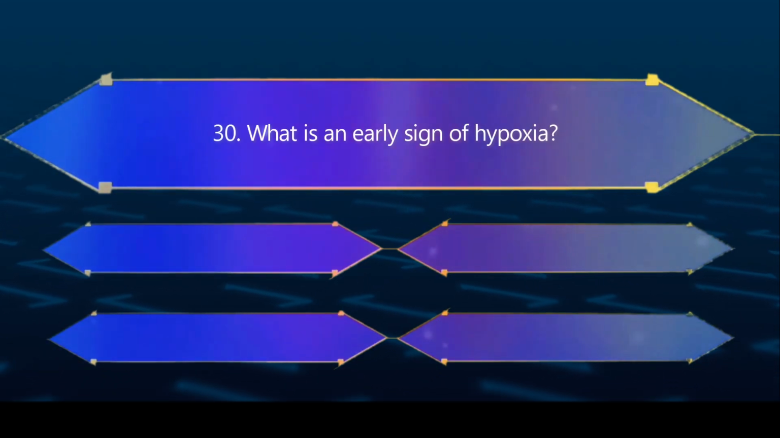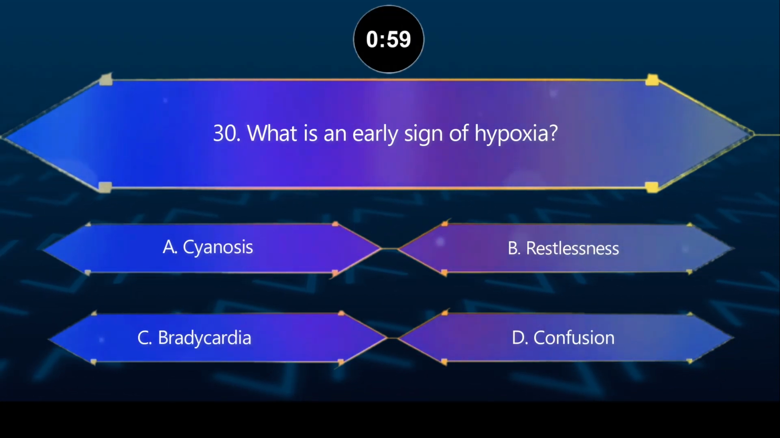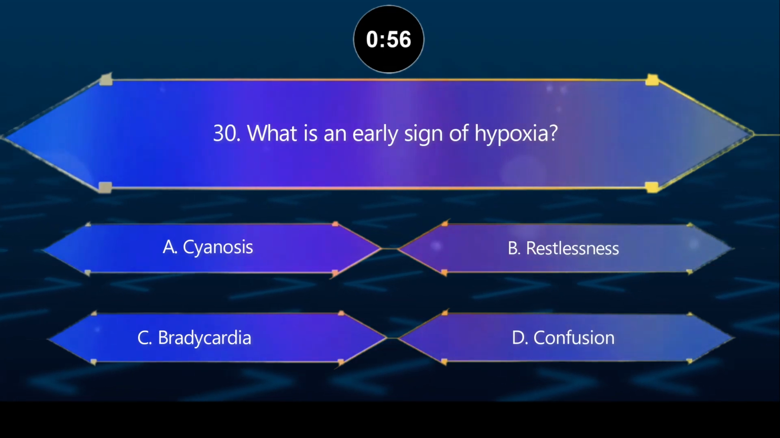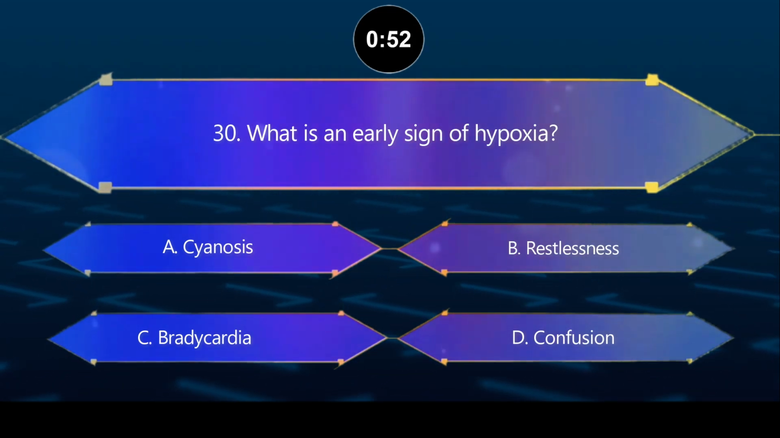30. What is an early sign of hypoxia? A. Cyanosis. B. Restlessness. C. Bradycardia. D. Confusion.